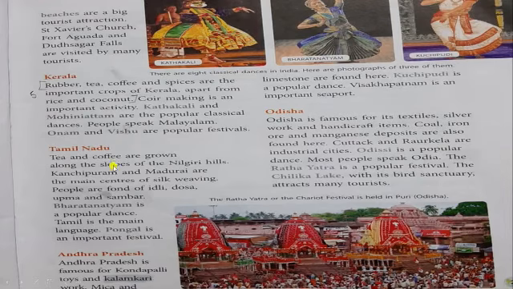Tamil Nadu. Tea and coffee are grown along the slopes of the Nilgiri hills. Kanchipuram and Madurai are the main centers of silk weaving. People are fond of idli, dosa, upma and sambar. Bharatnatyam is a popular dance. Tamil is the main language. Pongal is an important festival which is celebrated in Tamil Nadu.